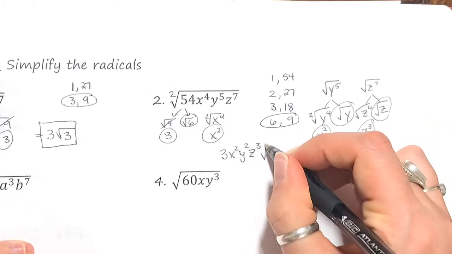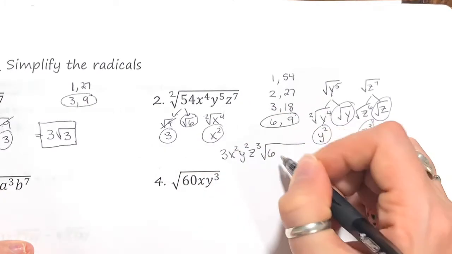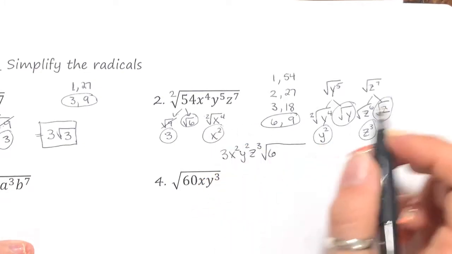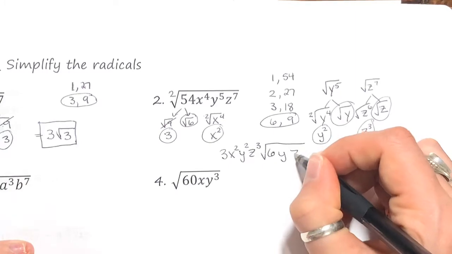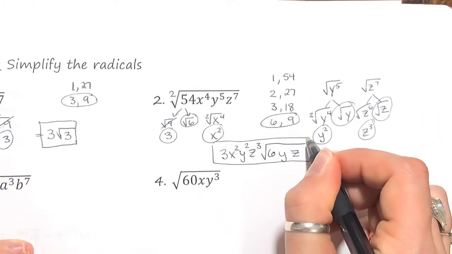And then inside the square root, we'll take everything that was left over. So we have a 6 that was in the square root, and they're all just going to get smushed into one big square root. We didn't have any x's that were left over. We did have a y, and we had one z left over. And so then that would be your final answer once you put it all together.